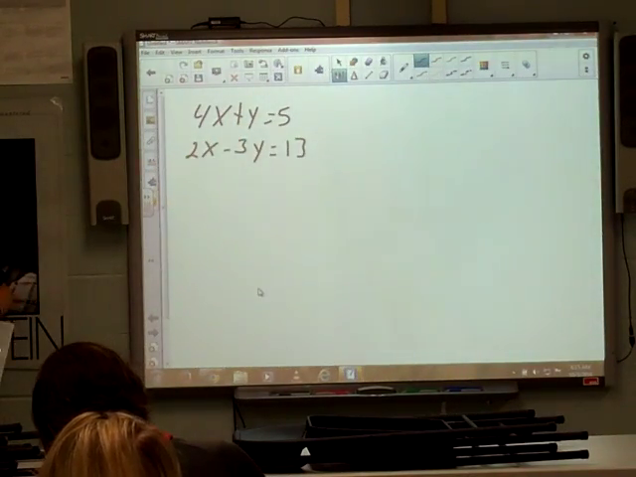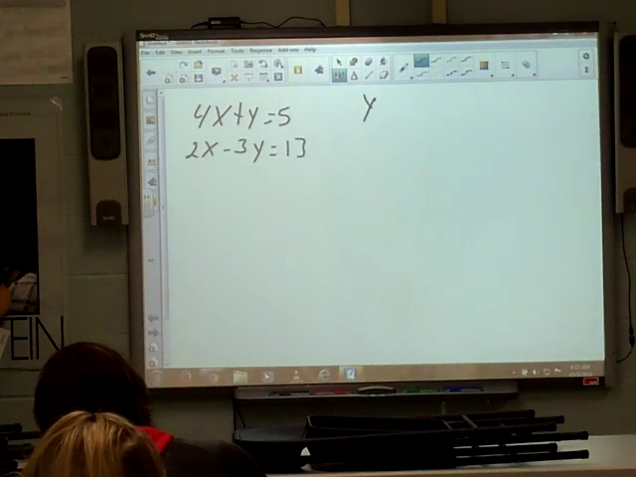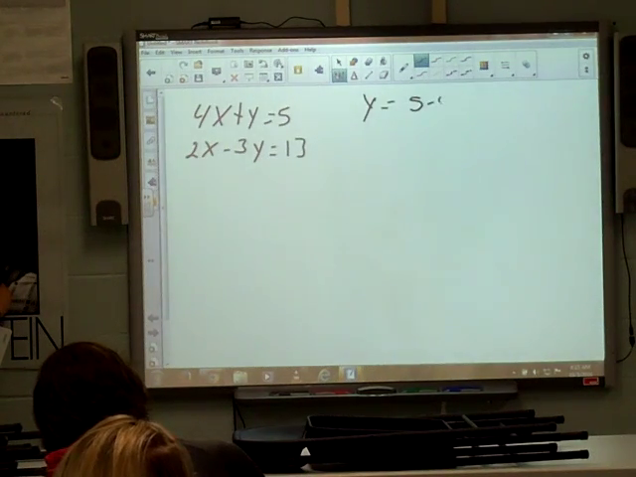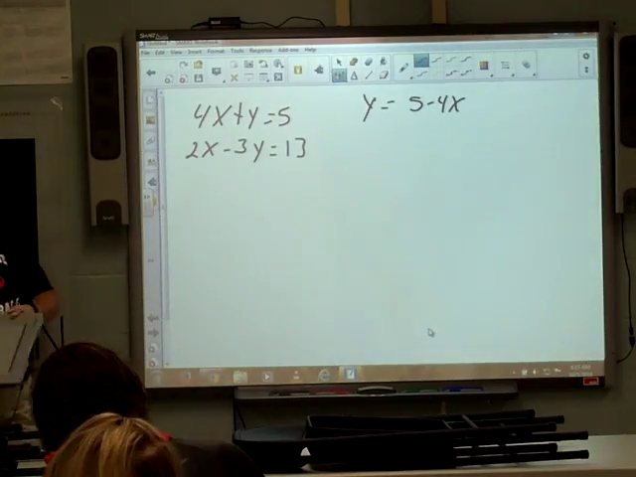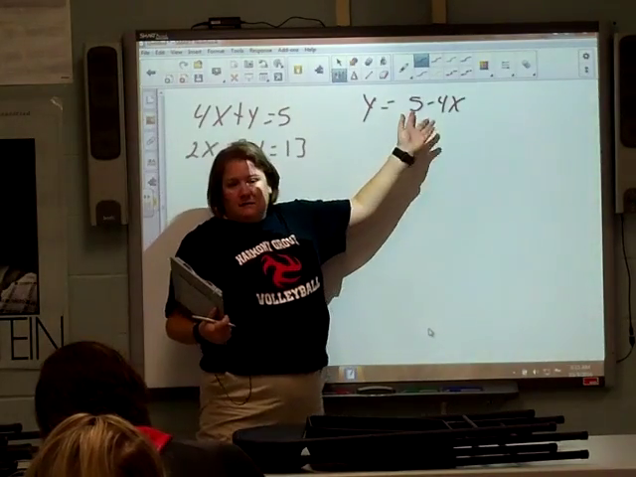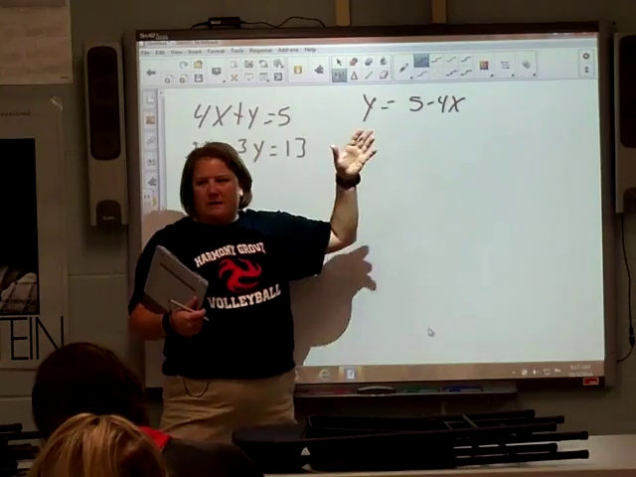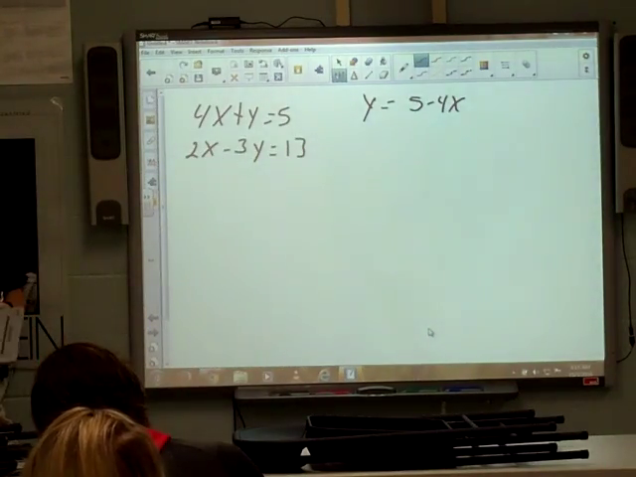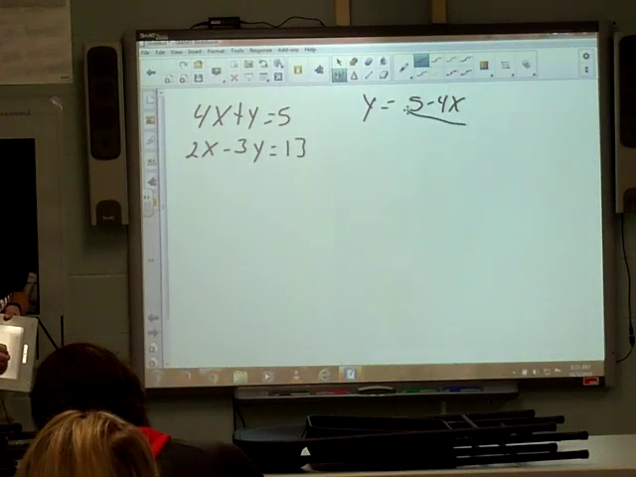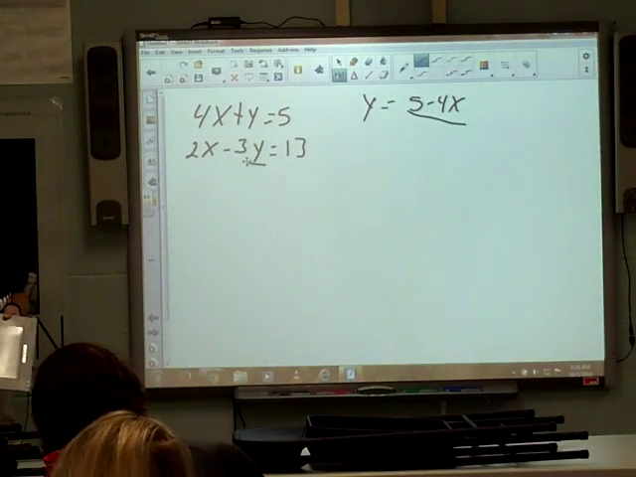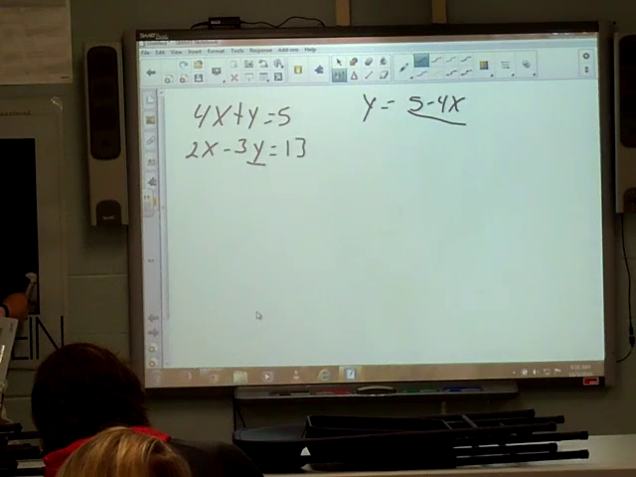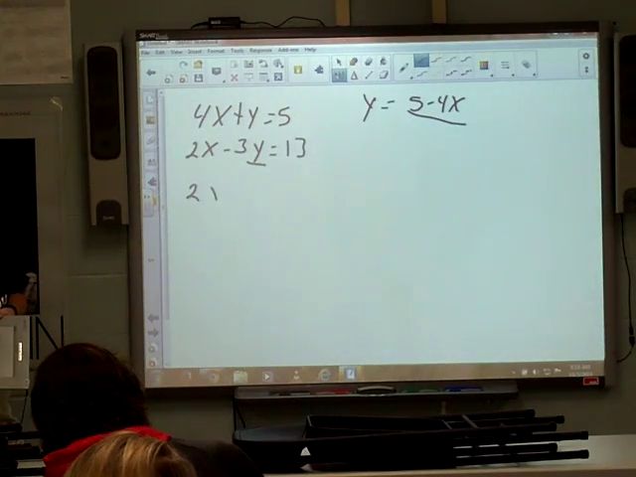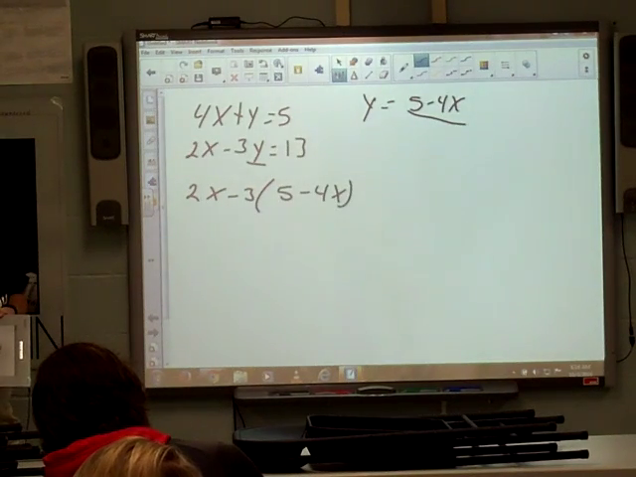So I'm going to subtract 4x from both sides. So I'm going to have y equals 5 minus 4x. Now if I was writing that in slope-intercept form, I'd flip that. Slope-intercept form, the mx comes first, but I'm not graphing this, so it doesn't matter. I'm going to just leave it like that. Okay? Now that's what y is, so I'm going to plug that in for the y. Okay, so I'd have 2x minus 3 times (5 minus 4x) equals 13.